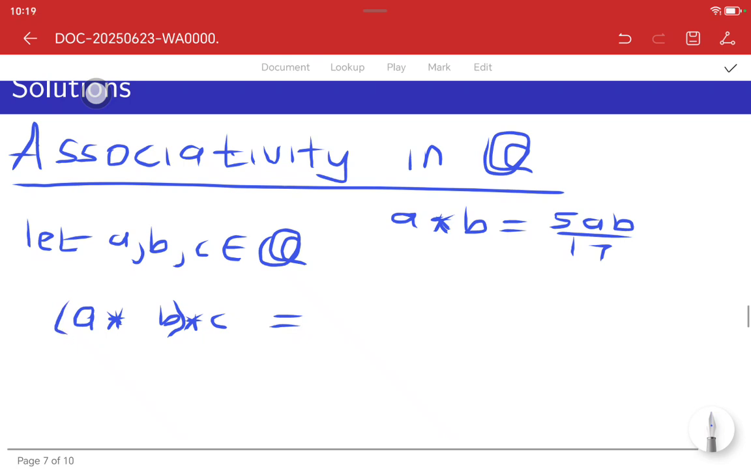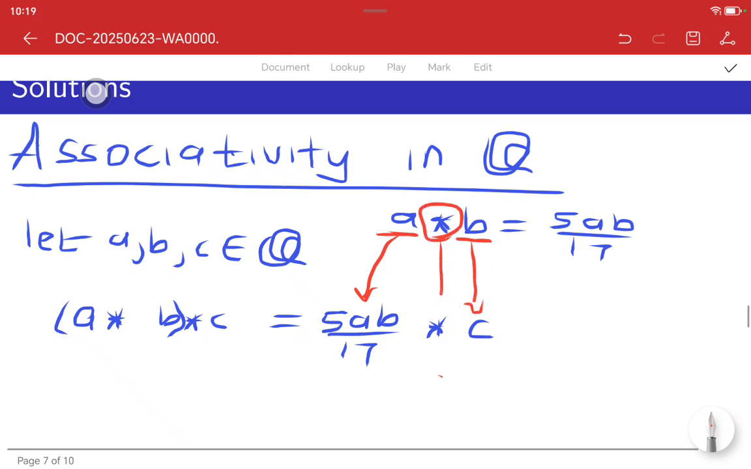It will just be simple for us to plug inside the brackets 5AB over 17, because we know that this is equal to 5AB over 17, star C. Remember from the first session, according to this definition, whatever comes before the star will be substituted on A, and whatever comes after the star will be substituted on B.